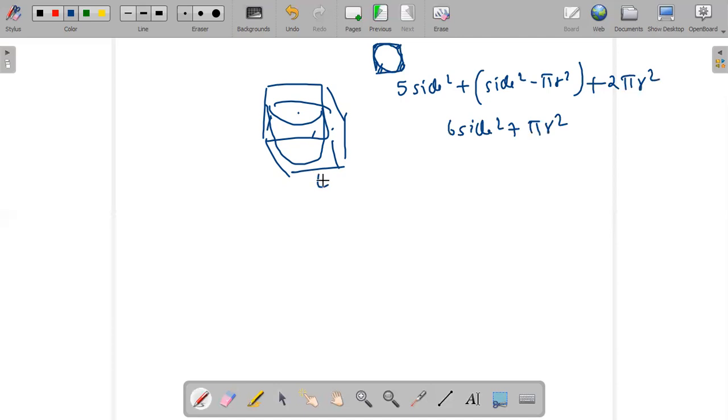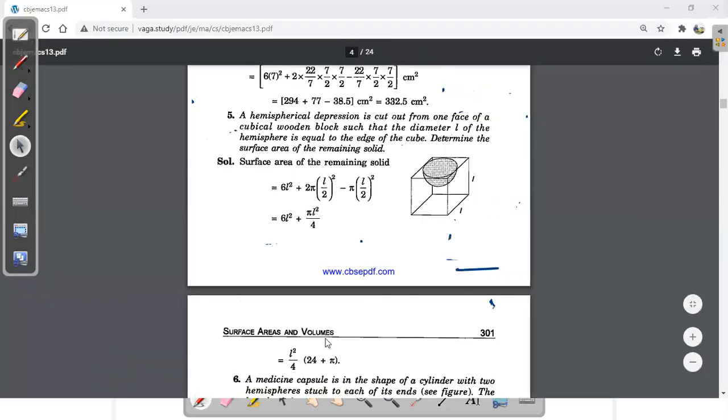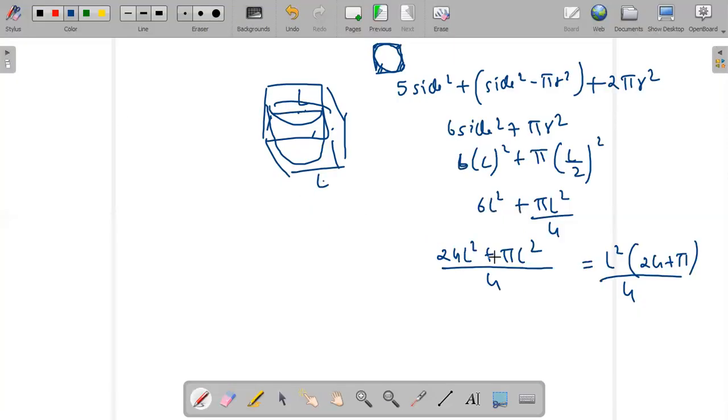So it is given to you diameter is L. So if the diameter is L, the side of the cube will also be L. So this will be 6 times L square plus 5 into, if the diameter is L, radius is going to be L by 2. So what do we get? 6L square plus 5L square by 4. You can take the LCM. This will be 24L square plus 5L square. I can take L square common. So I'll get 24 plus 5 upon 4. So this is going to be the required area here, L square by 4, 24 plus 5. So we can easily get the answer here.